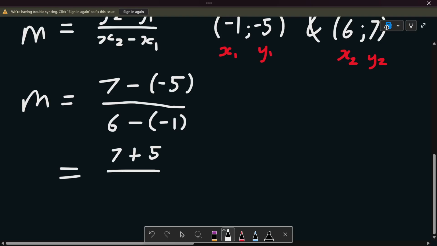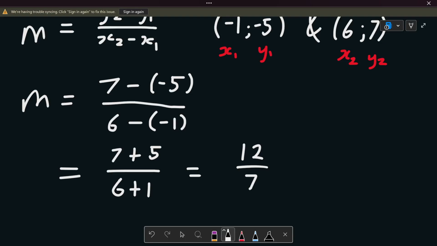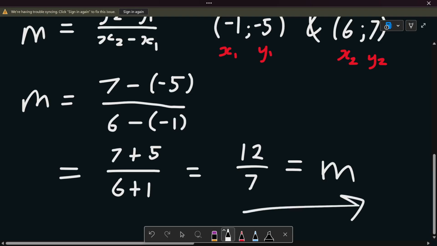And then 6 minus -1, which is just going to be 6 plus 1. Now we can simplify over here. We say 7 plus 5 is just going to be equal to 12. And then 6 plus 1 is just going to be equal to 7. And that's as far as we can simplify, because 7 is a prime number. Now, this is actually just going to be our gradient in this case. So m is just going to be equal to 12 over 7.